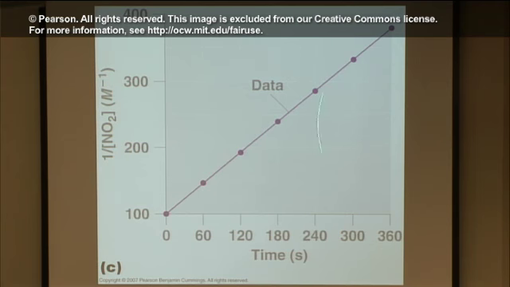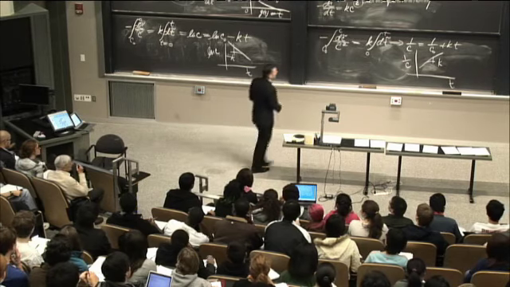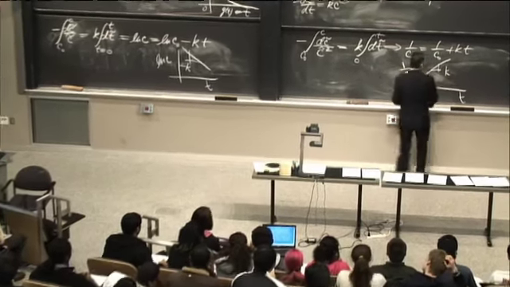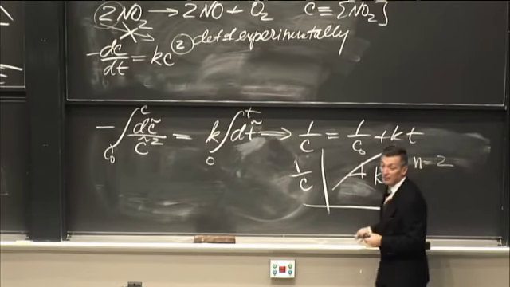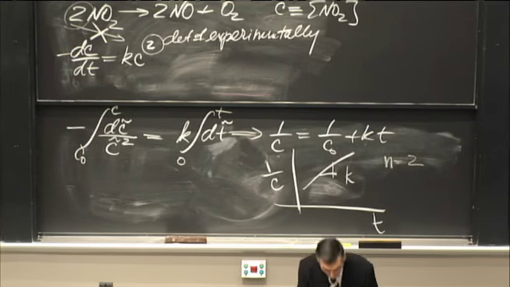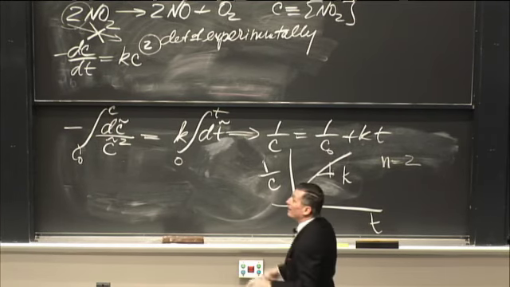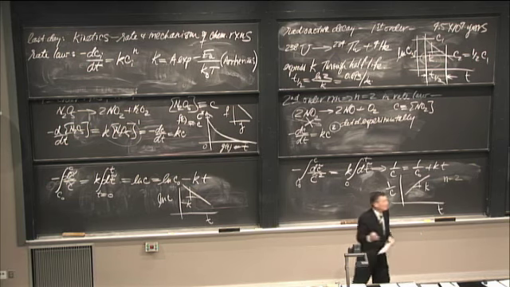So now let's try this. Beta, 1 over c versus time. So what do we get from that? I get two things. First of all, the fact that it's a straight line confirms n equals 2, and the slope of that line is the value of k. So in point of fact, what I've been doing here is teaching you how to determine the rate of reaction.